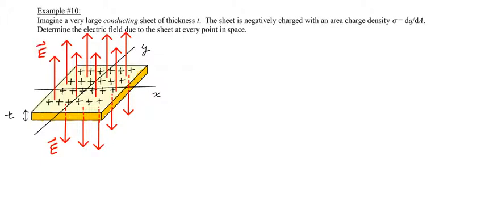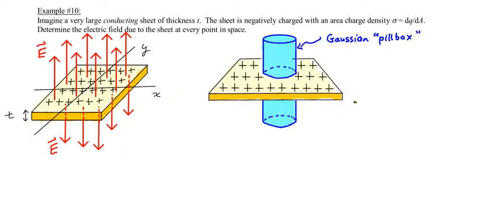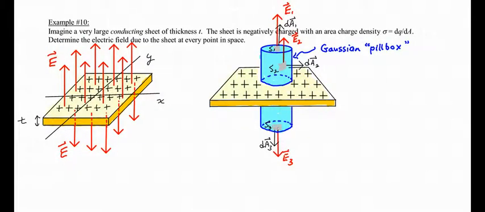And then this is where I introduce something called the Gaussian Pillbox. And there you have it, the Gaussian Pillbox. This is really a small cylinder with a cross-sectional area A that is parallel to the plane of this sheet. This pillbox has three parts: the top end, the bottom end, and the curved section around it. And there you have the three sections.